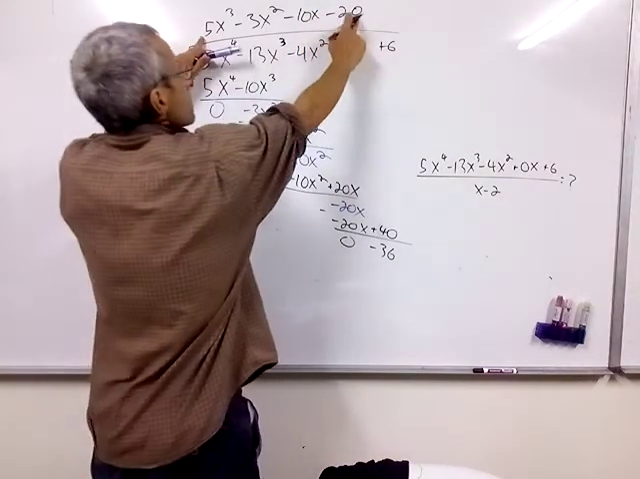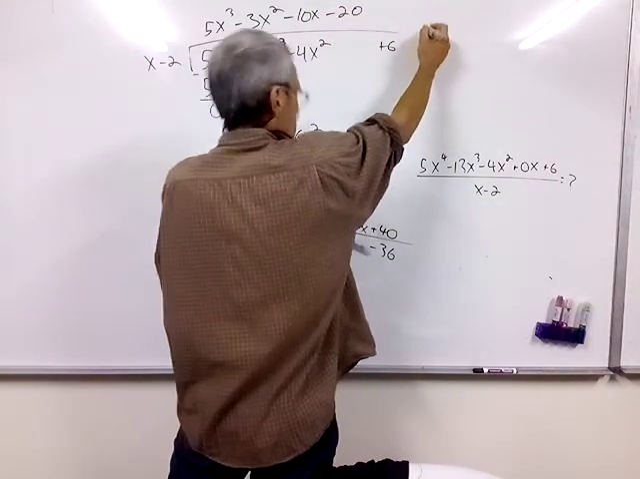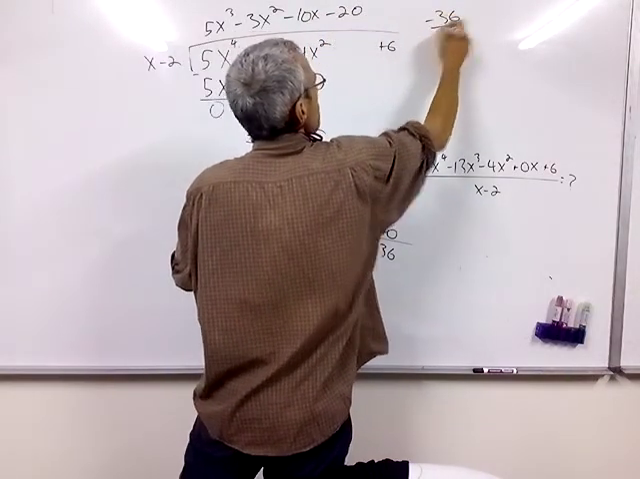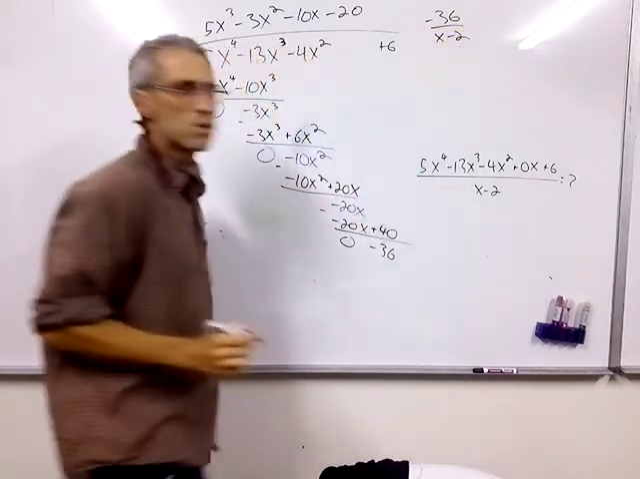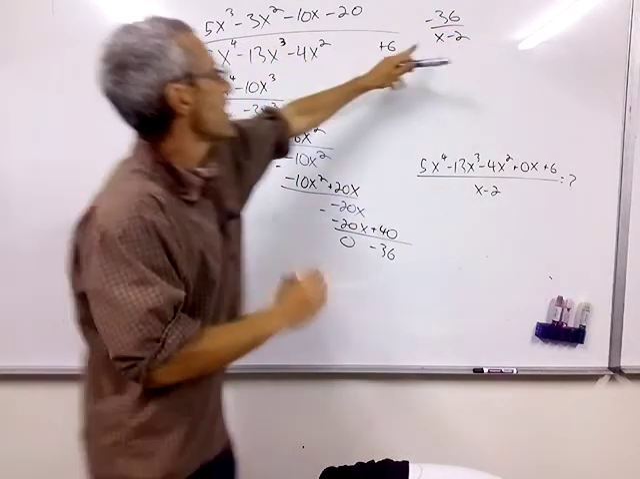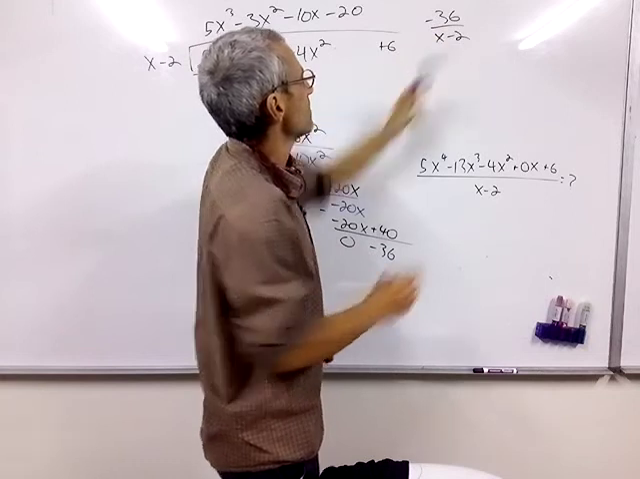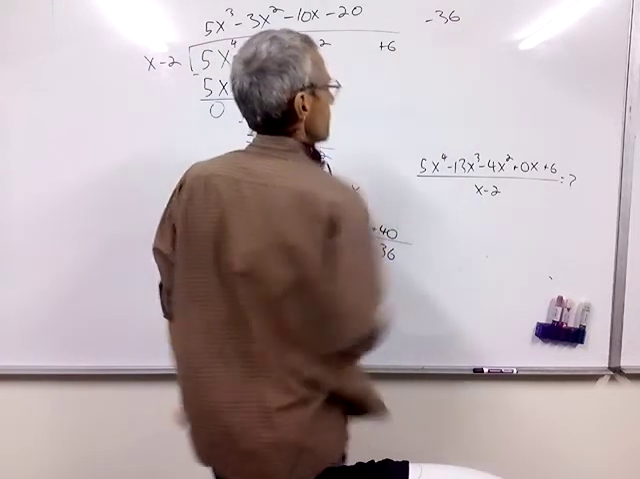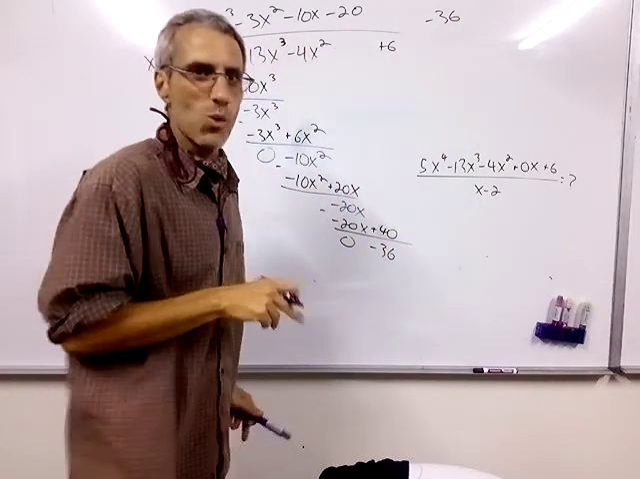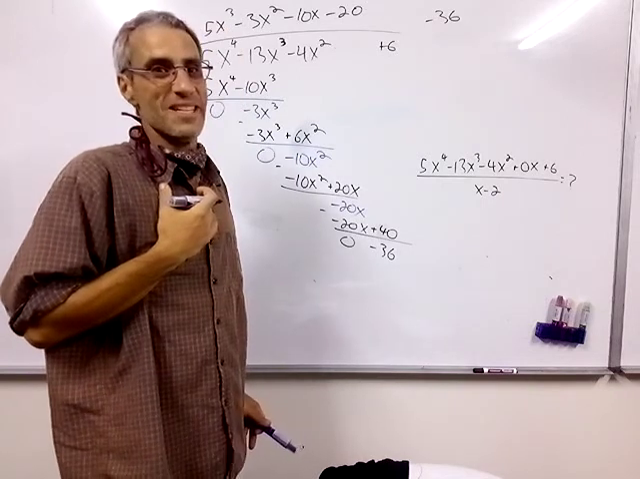The answer is that plus a remainder of minus 36 over x minus 2. Okay? So hopefully that's clear. That's the remainder, and you write it like that. But I'm going to show you another way now of doing it, which I find a little bit easier. Hopefully that was helpful.